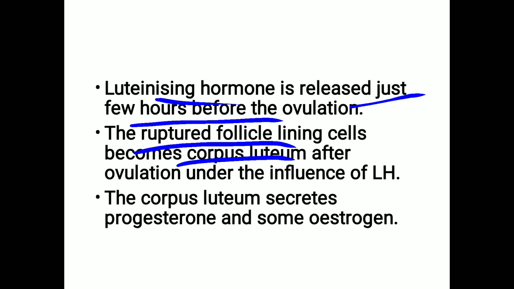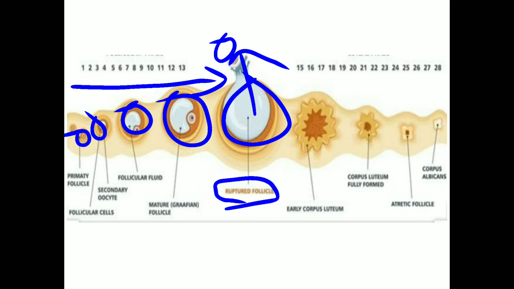After the ovulation, the ruptured follicle lining cells become a structure called corpus luteum, and this formation of corpus luteum is under the influence of LH. So we can see here there is rupturing of the Graafian follicle, and thereafter the follicle lining cells form the corpus luteum. That is an early stage of a corpus luteum, which later becomes a corpus luteum completely. So here a corpus luteum is completely formed.